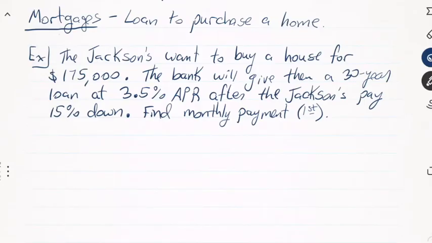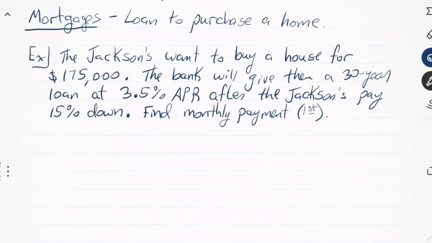Now, besides car loans, mortgages are the most common type of loan out there, and they also happen to be the longest loan out there. When you're talking about mortgages, basically it's just a loan to purchase a home. As simple as that. It's just a fancy word for a loan. So, the Jacksons want to buy a house for $175,000. The bank will offer them a 30-year loan at 3.5% APR after the Jacksons pay a 15% down payment.